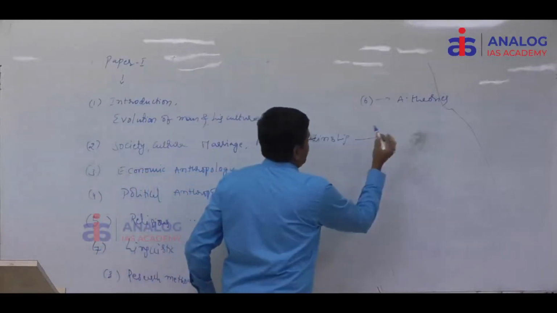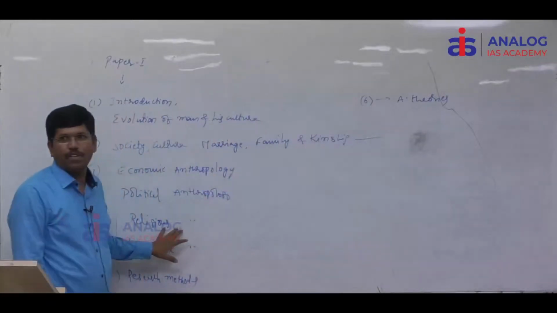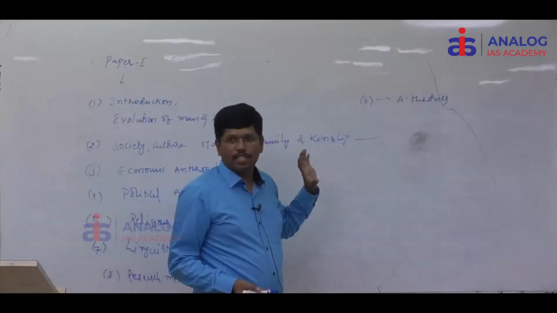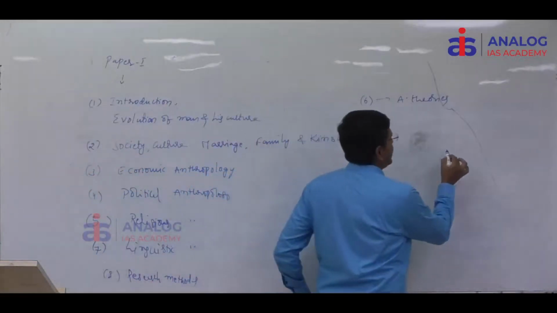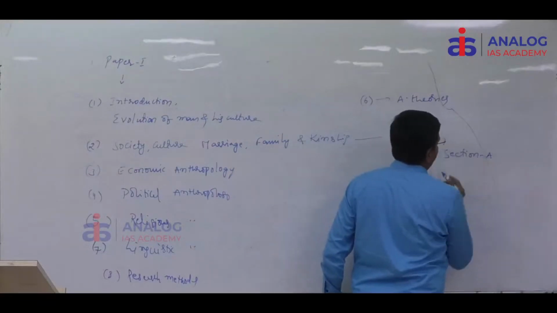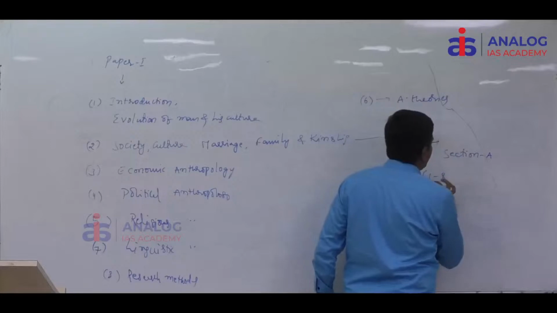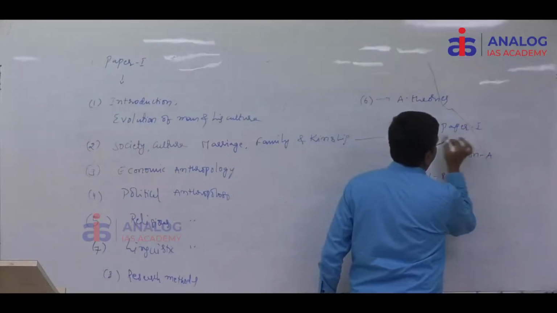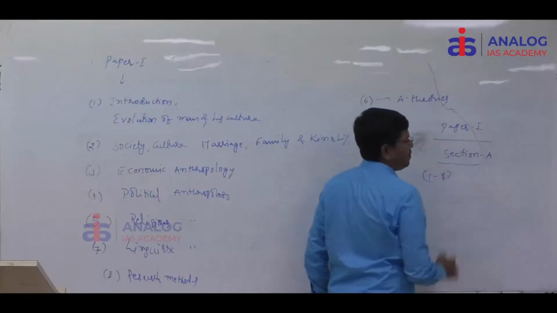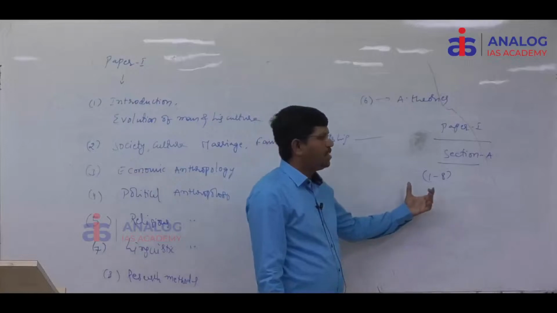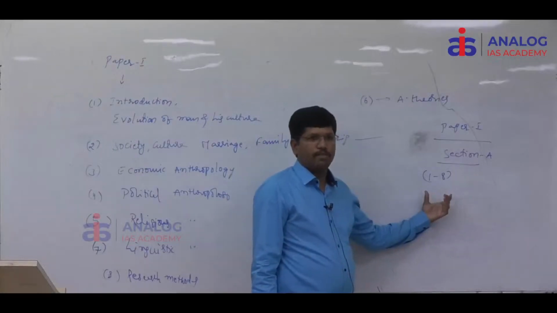After that, all these 8 chapters. Questions from all these 8 chapters will be given in section A of paper 1. That means 1 to 8 chapters. In paper 1, in section A, questions from first 8 chapters will be given.